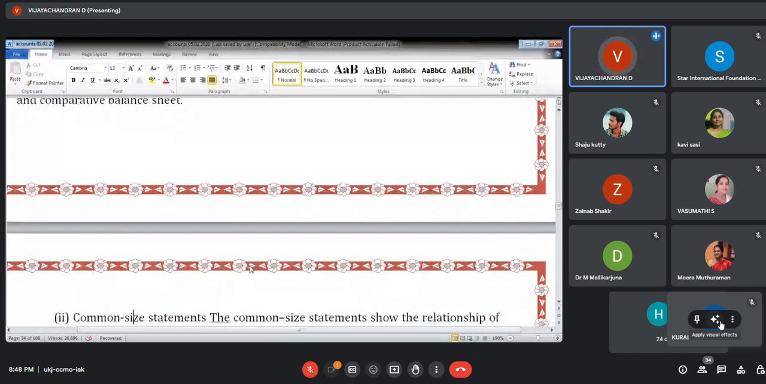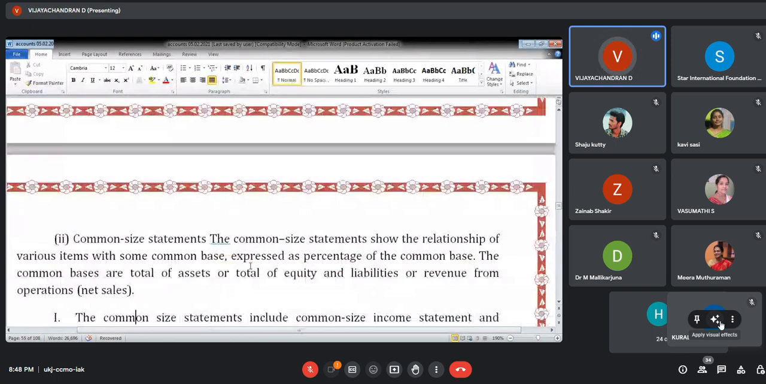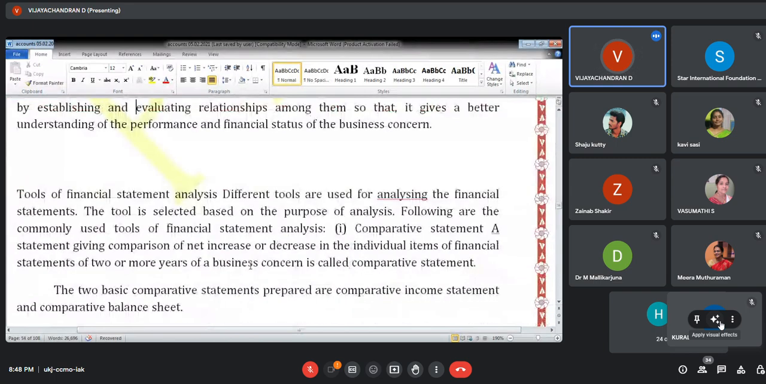Under that, the first one is comparative statement analysis. What is comparative statement analysis? You can know the increase or decrease in the individual item, like fixed assets. What is the increase in net profit? What is the increase in the turnover? What is the increase in the sales? So individual items you can monitor, and they will be compared from one year to another year. That is known as comparative statement.